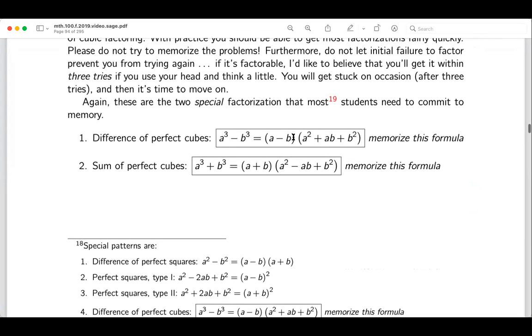I put two things in boxes for you, and I want to point out that for most students, although I believe you could get these by trial and error, most students can't. So we recommend you memorize these formulas over here. The formulas to memorize are the difference of perfect cubes, that's a cubed minus b cubed, and the sum of perfect cubes, a cubed plus b cubed.